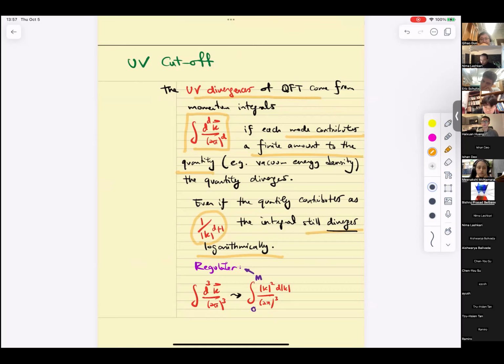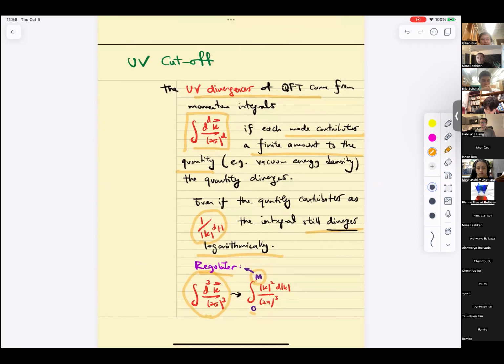So what we do to deal with these divergences is a regulator. We say these integrals that we had to do that will give us divergences, we're going to cut them off at some maximum ad hoc value of momentum. We call that a cutoff. I'm going to call that capital M. A lot of textbooks call it capital M, doesn't matter. All right? Is this idea clear?